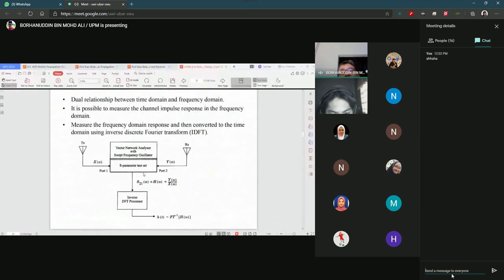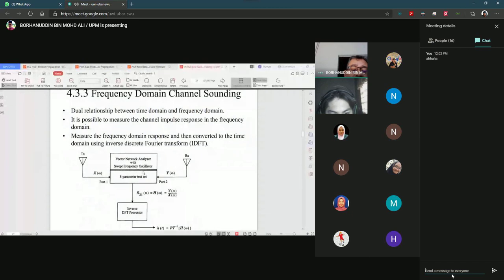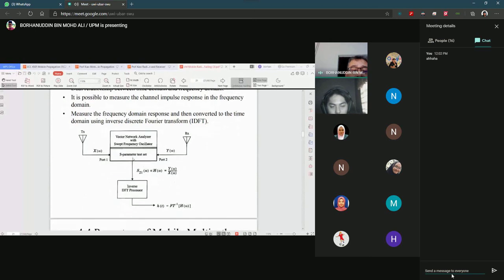They can do frequency domain channel sounding as well, but they have to use a VNA, vector network analyzer, which is more expensive.